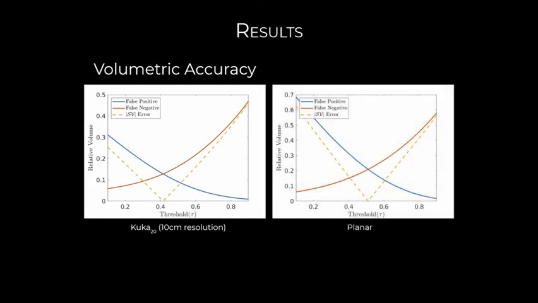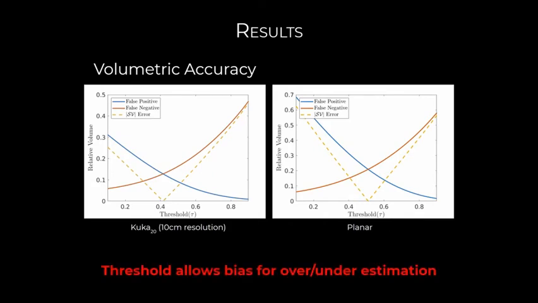One of the benefits of the threshold is that it allows us to tune the output of the network. In situations when we are interested in taking less risk, we can tune the network towards overestimation, while in situations when we are interested in finding a path despite taking greater risk, we can tune the network towards underestimation of the swept volume. Note that the value of the threshold at the least volumetric error is in the proximity of 0.5, and we use 0.5 for the rest of our experiments.